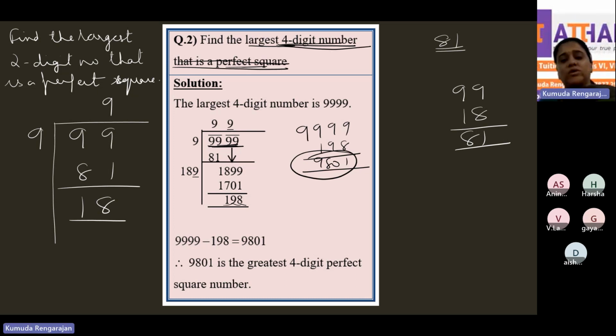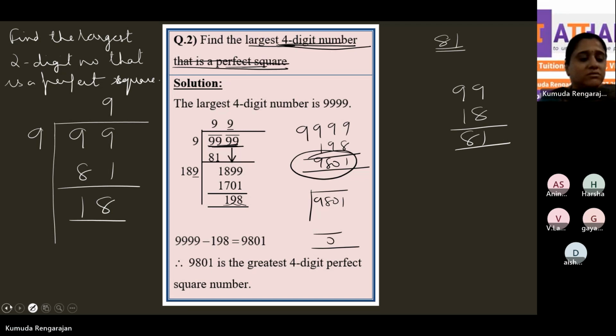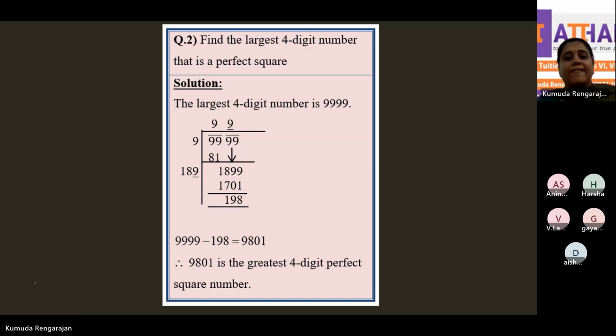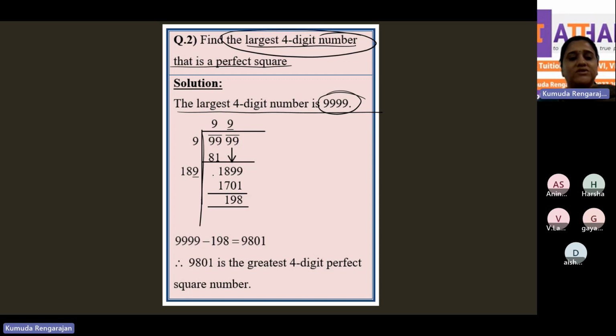Now, when you find the square root of 9,801 using the long division method, you will get 0 remainder. So what's the procedure? To find the largest 4-digit perfect square, take up the largest 4-digit number and perform the square root long division. You will not get remainder 0. The remainder is 198. The required number is this number minus the remainder, which is 9,801.